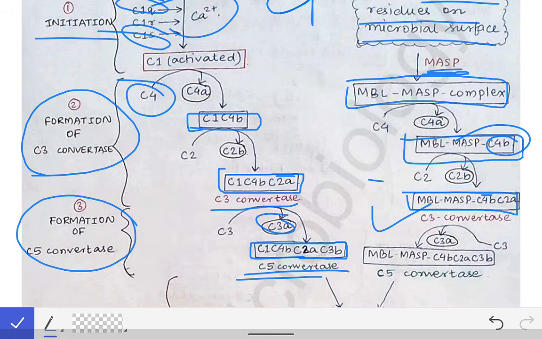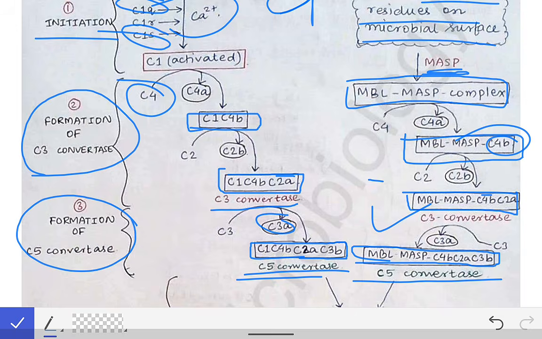Now this complex breaks the C3 into C3a and C3b. Out of which the C3b fragment gets involved in the formation of the complex, while C3a gets out of the pathway since it is a smaller fragment. Now what we get is the MBL, MASP, C4b, C2a and C3b complex. This is the C5 convertase. So this is the third step. The formation of C5 convertase is the third step.